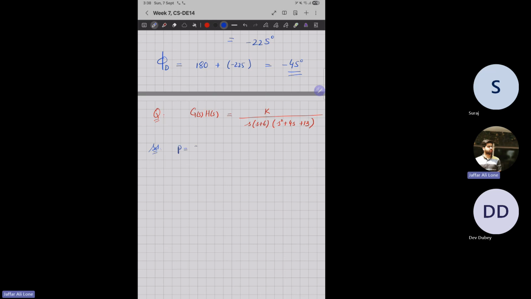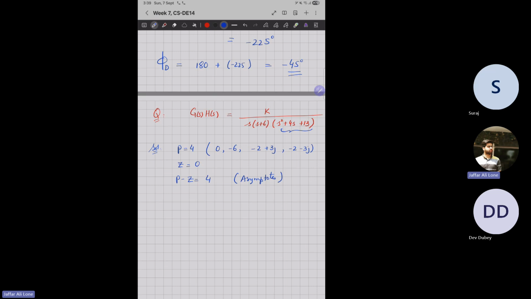Number of poles, 4. What are these? 0, minus 6, and minus 2 plus 3j, minus 2 minus 3j. If you solve this part, you will get these complex poles. So we have 4 poles, including 2 complex poles, which are minus 2 plus 3j and minus 2 minus 3j, and there are no zeros. Number of zeros is 0. It means P minus Z is 4. It means we have 4 asymptotes.